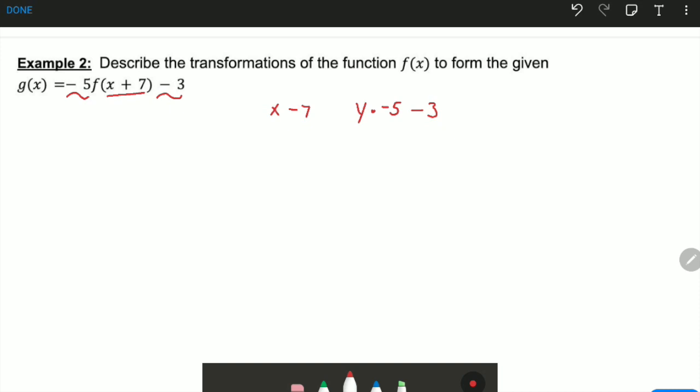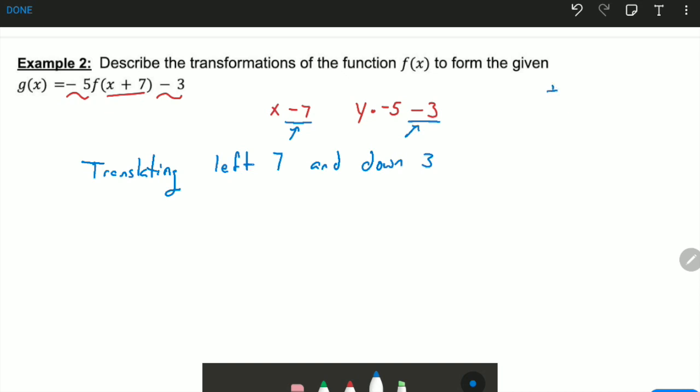Okay, that's done. Let's go ahead and describe the transformations. I'll start with translations first. So, since we're subtracting 7 and subtracting 3, there's translations. So we're translating, subtracting from the x values will create a translation left 7. And subtracting 3 from the y values will create a translation down 3.